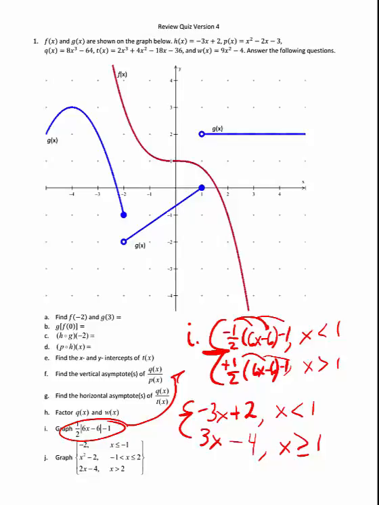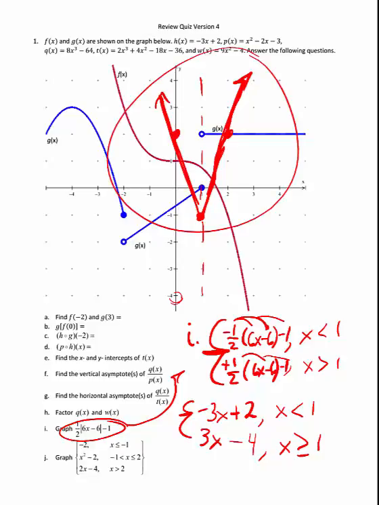Alright, I'll graph it up here. So, we know we're going to switch at positive 1. So negative 3x plus 2. Start at 2, down 3 over 1. And then when it's greater than 1, we would have started at negative 4 and gone up 3 over 1, up 3 over 1. But notice this graph only appears on the right side, and this one is only on the left side. Alright, so that's our graph for letter I.